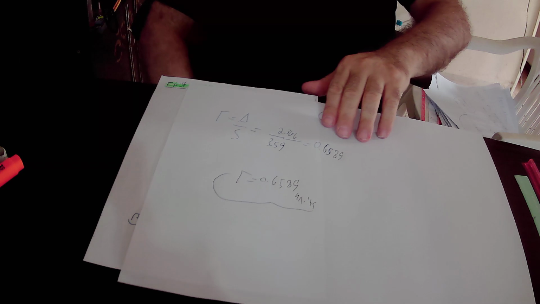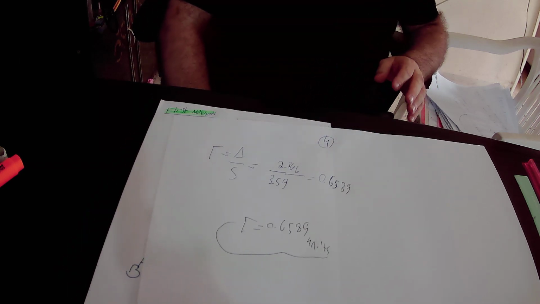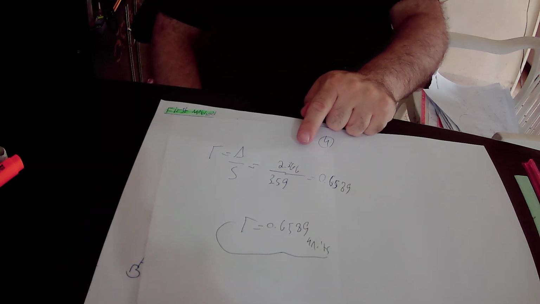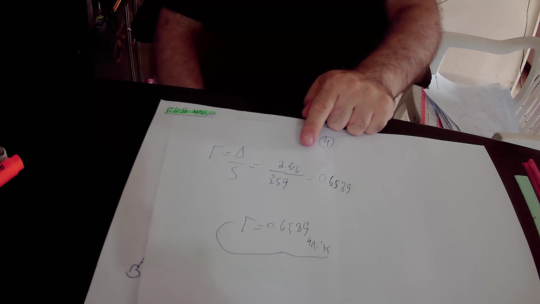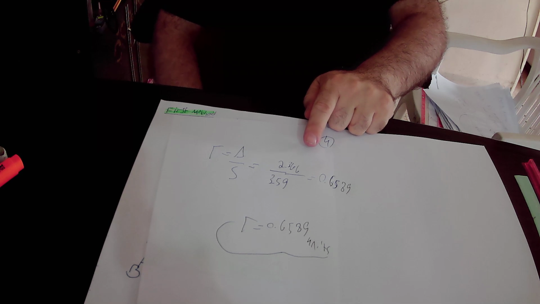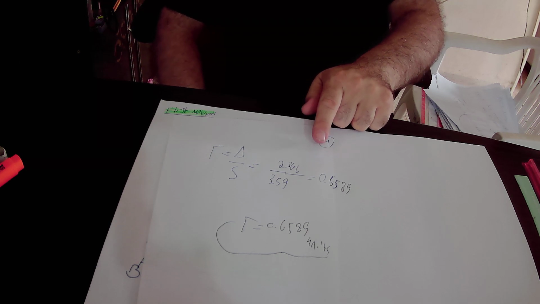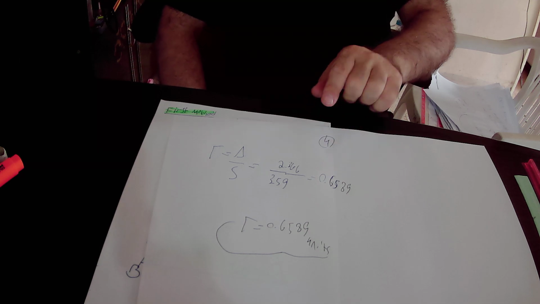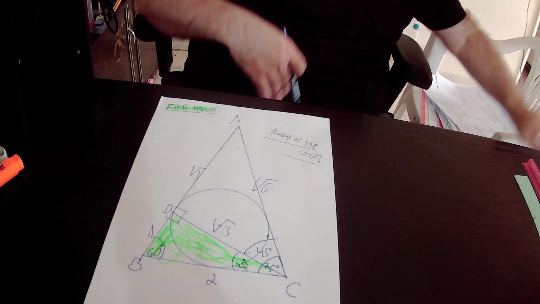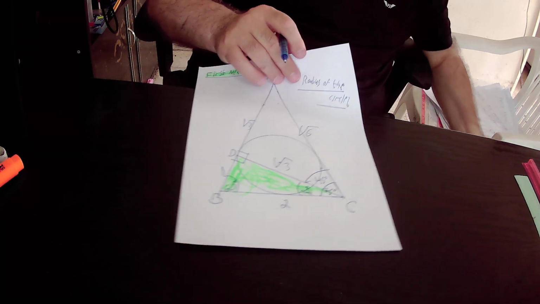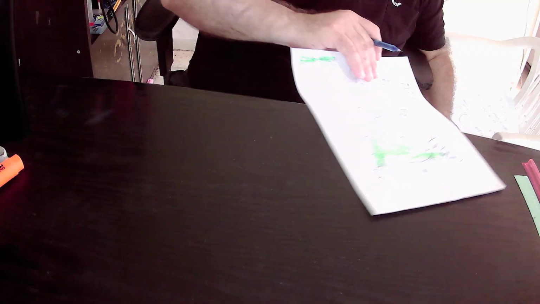So here, the radius of the circle that is inscribed in triangle ABC equals the area of triangle ABC, that is 2.366 square units, over the semi-perimeter, that is 3.59 units. If we divide the two numbers by each other, we get that the radius of the circle inscribed in triangle ABC equals 0.6589 units. We finished with the first method, then I presented to you how to find the radius of this circle according to the second method.